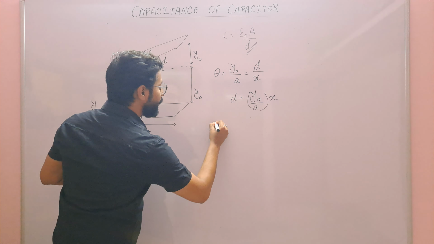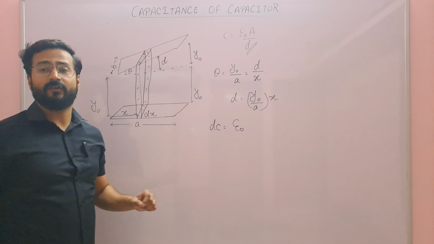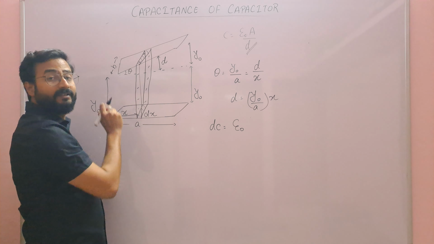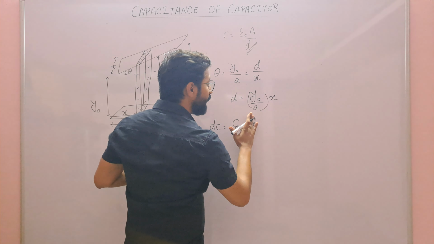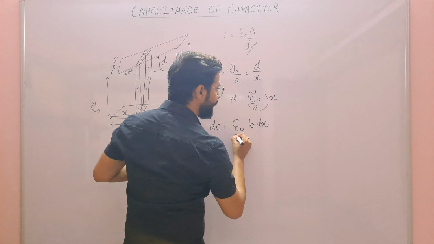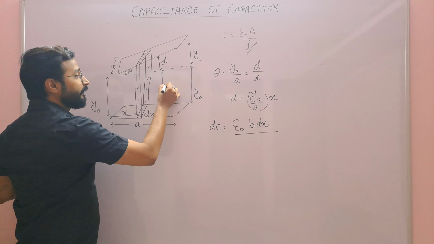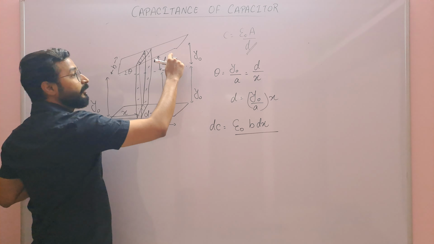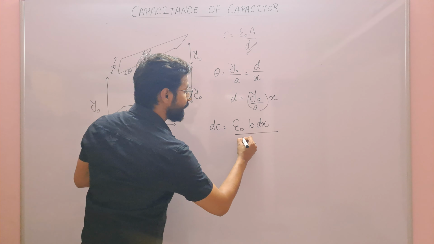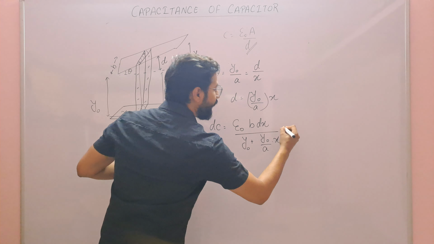Now the small capacitance of this selected capacitor will be epsilon naught into the area of the plate. This area is, here the length is B and this width is dx. Therefore the area will be B dx upon, now I have to write this distance. So we know this is y naught plus d. And what is d? d is y naught upon A into x. So I can write this distance as y naught plus y naught upon A into x.